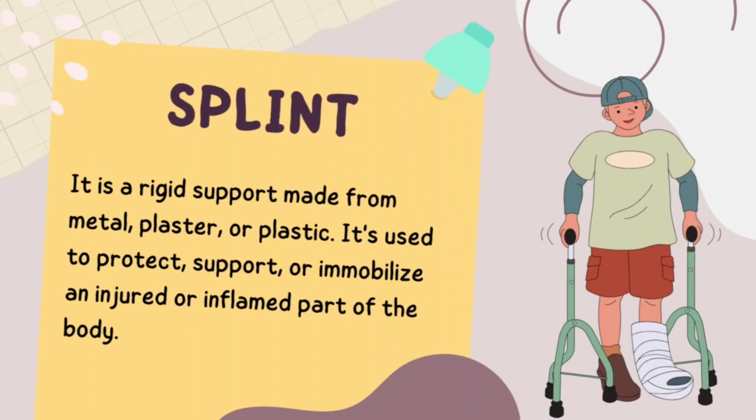And today, we have our splint. It is a rigid support made from metal, plaster, or plastic. It's used to protect, support, or immobilize an injured or inflamed part of the body. Splints have various purposes, including immobilization, support to promote healing, positioning or supporting during function, pain relief, substitute for weak muscles, prevention and correction of contracture and deformity, restoration or maintenance of range of motion, and edema control.